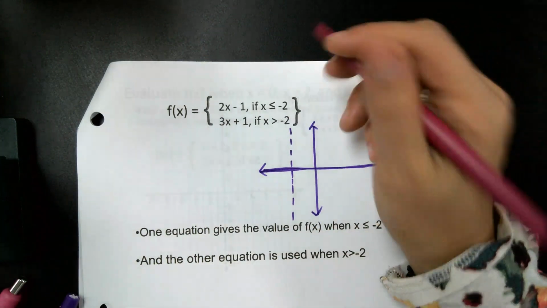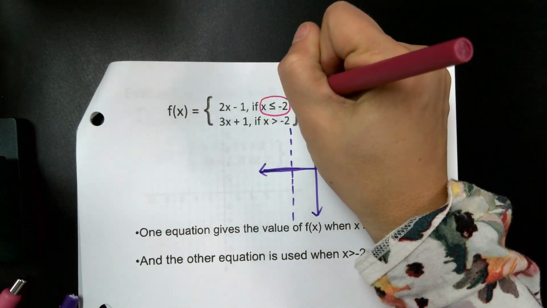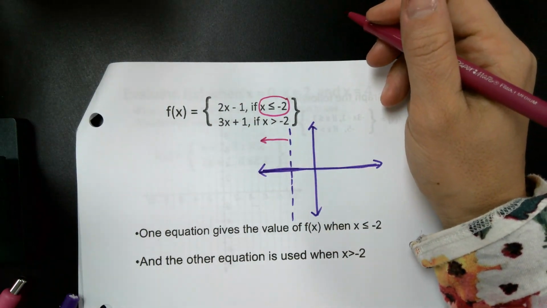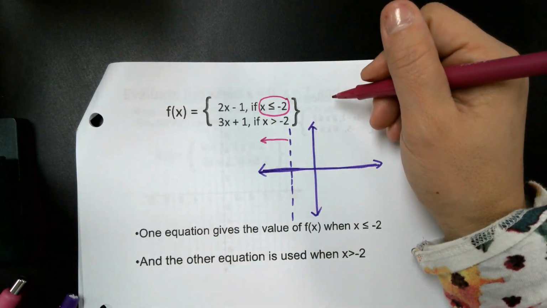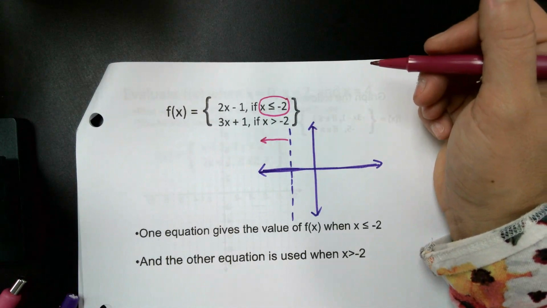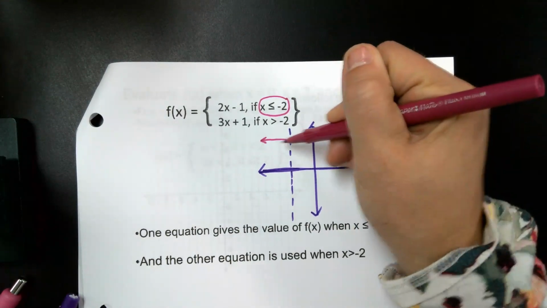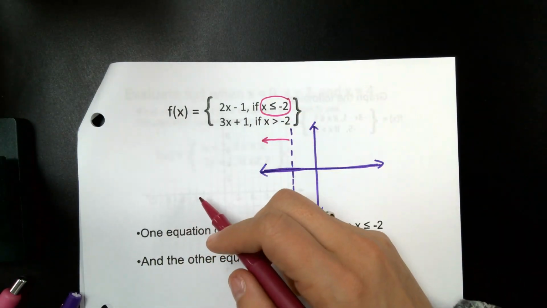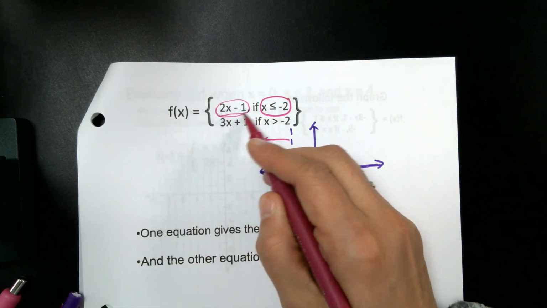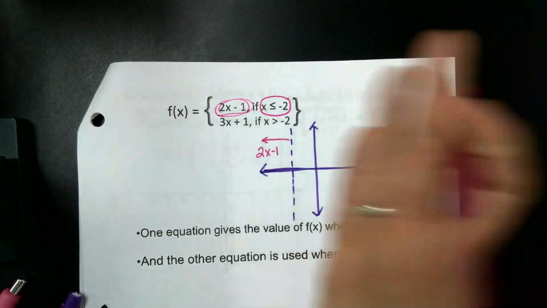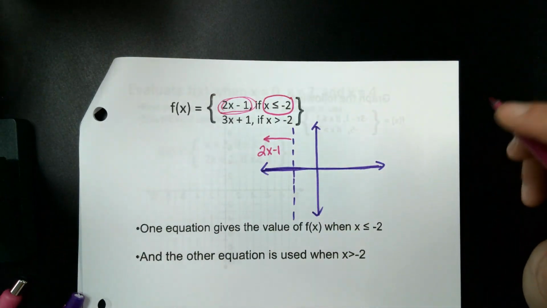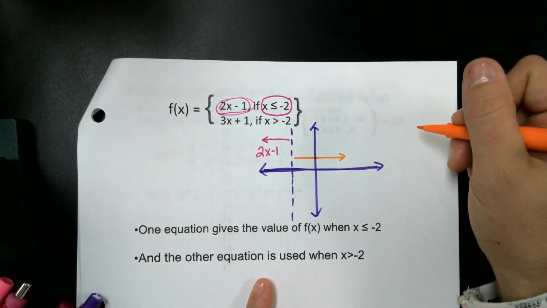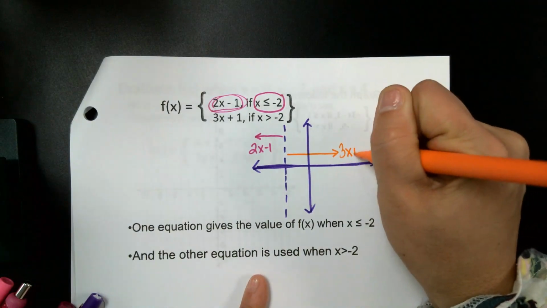So for any number less than or equal to -2, so this side of the graph, what function am I using? What expression? You guys, it's right there. Just read it. For the left side of this, what expression am I using? 2x minus 1. We are going to use 2x minus 1 for any number less than or equal to -2. But for any number greater than -2, what function am I going to use? 3x plus 1. There you go.